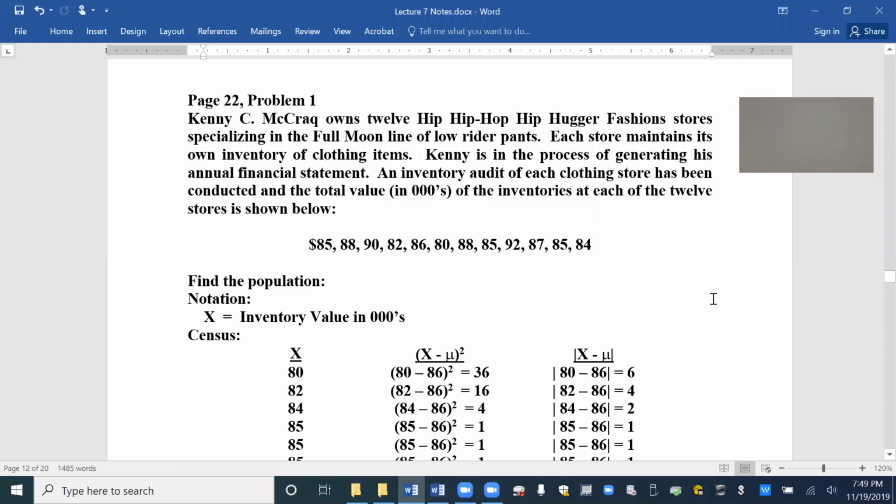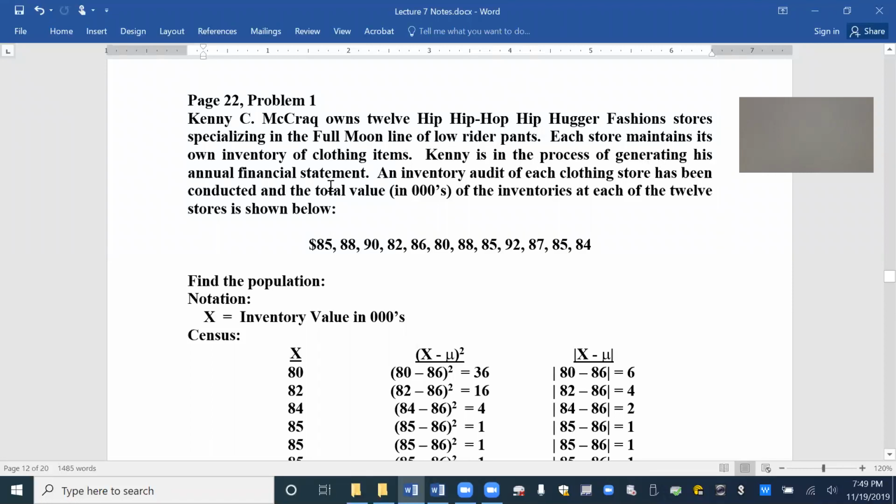Let's continue with a couple of examples. Problem 1 on page 22. Our entrepreneur, Kenny C. McCrack, owns 12 hip hop, hip hugger fashions stores, specializing in the Full Moon line of gravity-defying lowrider pants. Each store maintains its own inventory of clothing items.